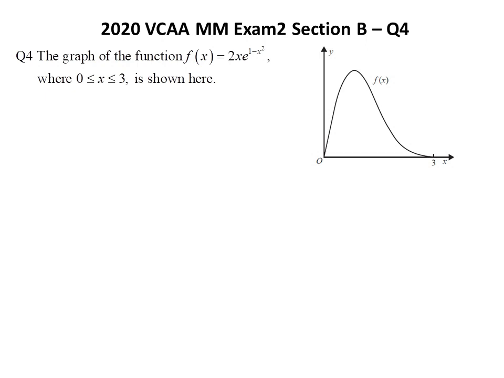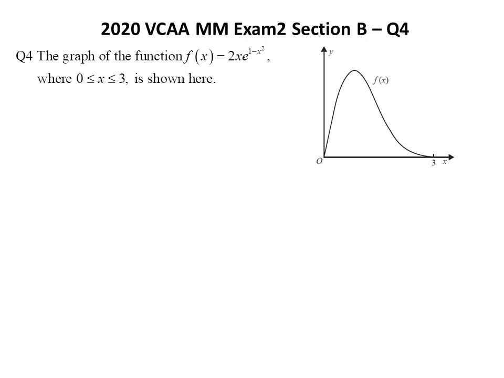Welcome to this VCAA Mathematics exam paper series. This is section B of the 2020 exam 2 paper. There are a total of 5 extended response questions in section B. In this video, I will present the 4th extended response question here.